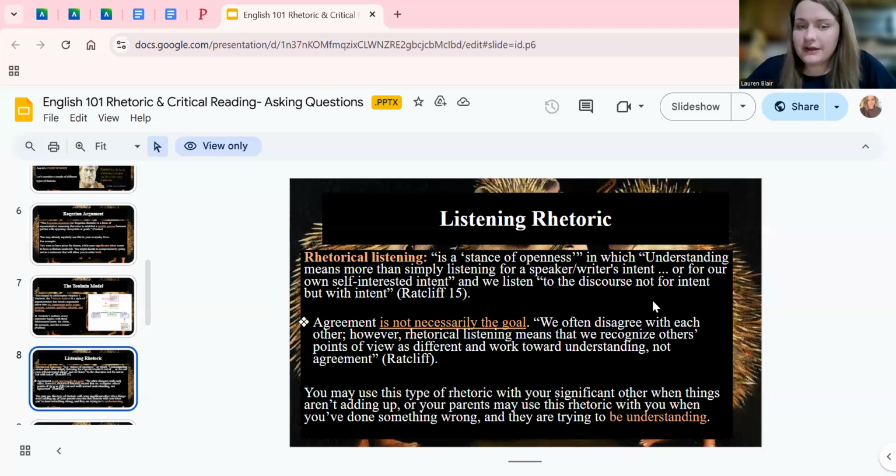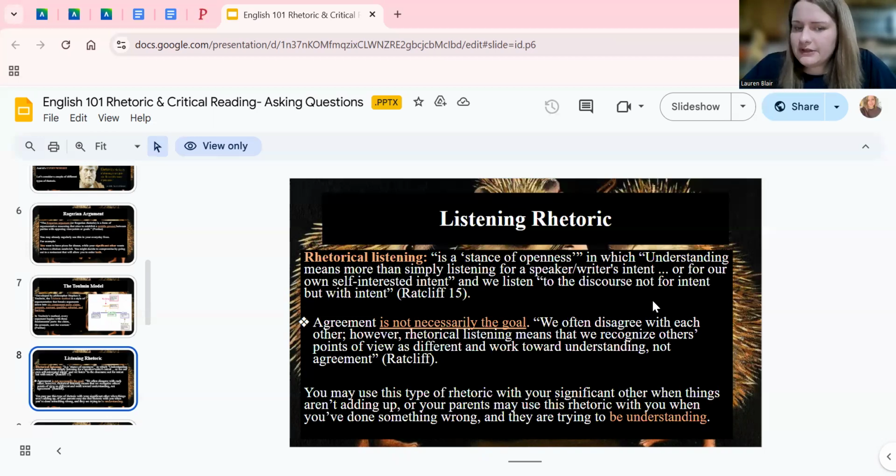And then there's listening rhetoric. Rhetorical listening is a stance of openness in which understanding means more than simply listening for a speaker or writer's intent or for our own self-interested intent. We listen to the discourse not for intent, but with intent. Agreement isn't necessarily the goal with rhetorical listening.